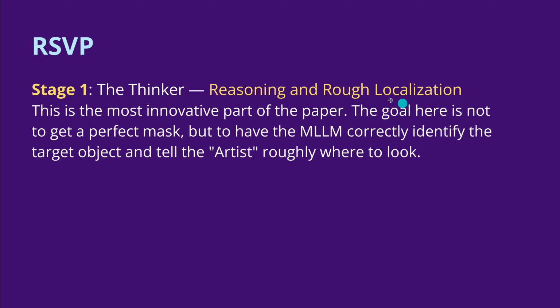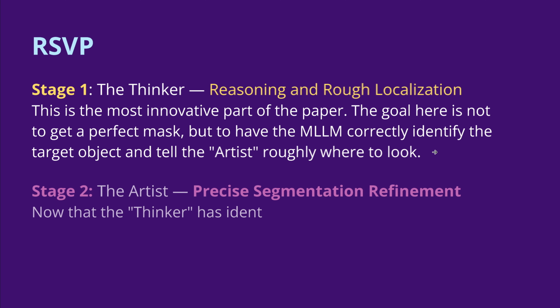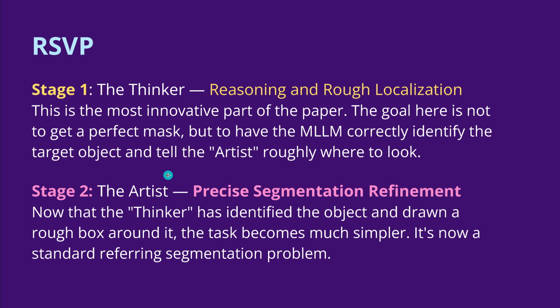So the goal here is not to come up already in step 1 with the perfect mask, but to have the multimodal LLM correctly identify the target object and tell the second element, the artist, roughly in what regions to look for the object. And then at stage 2, the artist comes in with a precise segmentation refinement and can now draw the perfect segmentation mask.